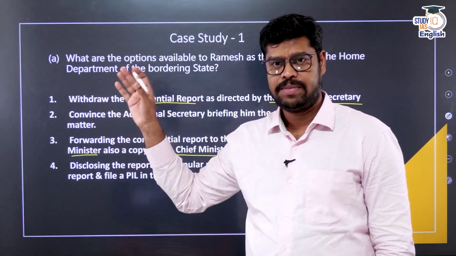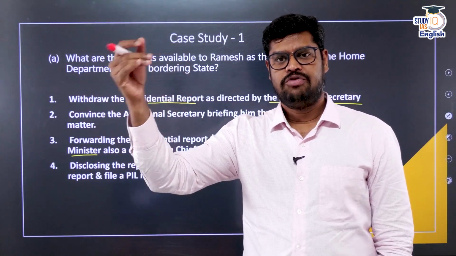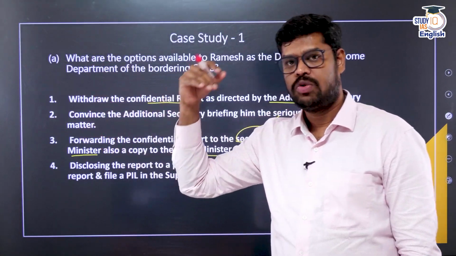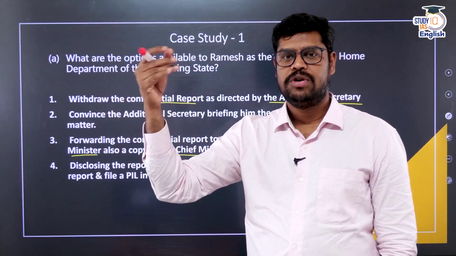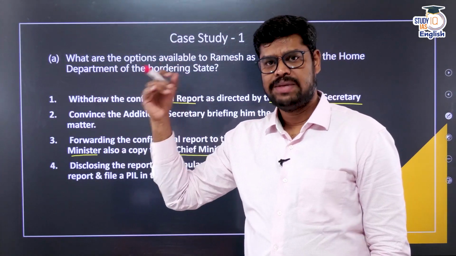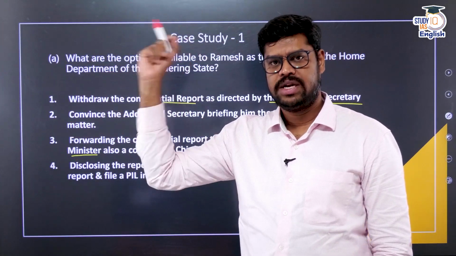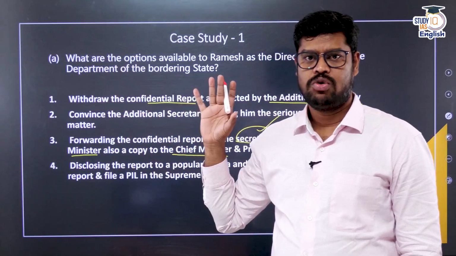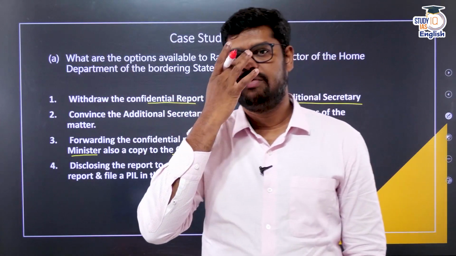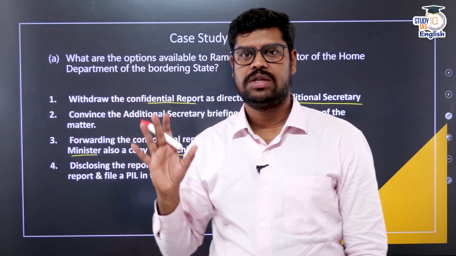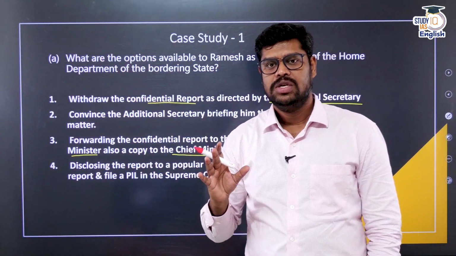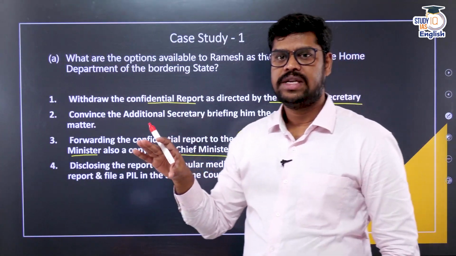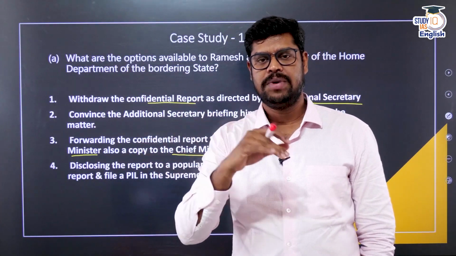Once it has been rejected by the home secretary, he is directly forwarding the report to the secretary of the home ministry in the state, and he is also forwarding a copy of the report to the chief minister's office and the prime minister's office, the highest office in the state and the highest office in the center, because the central government is also a stakeholder in illegal migration and infiltration, because national security falls under the central government. So in this case, the biggest drawback in case of Ramesh is that he is level jumping, he is coming out of the system.